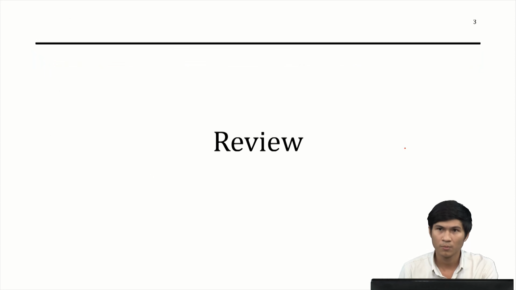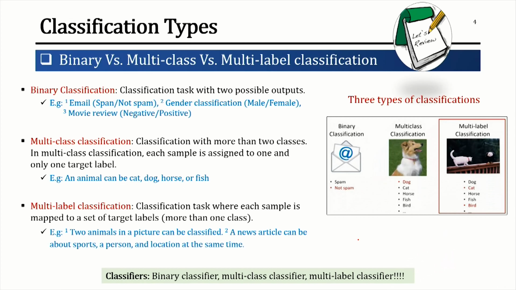So let's review what we have learned from the previous week. This is what we have learned from the previous chapter. We have seen three different types of classification. We have binary classification, where we have only two possible outputs, so one of them is the predicted label. And we have multi-class classification, where there can be many labels, and only one label is assigned to the input.